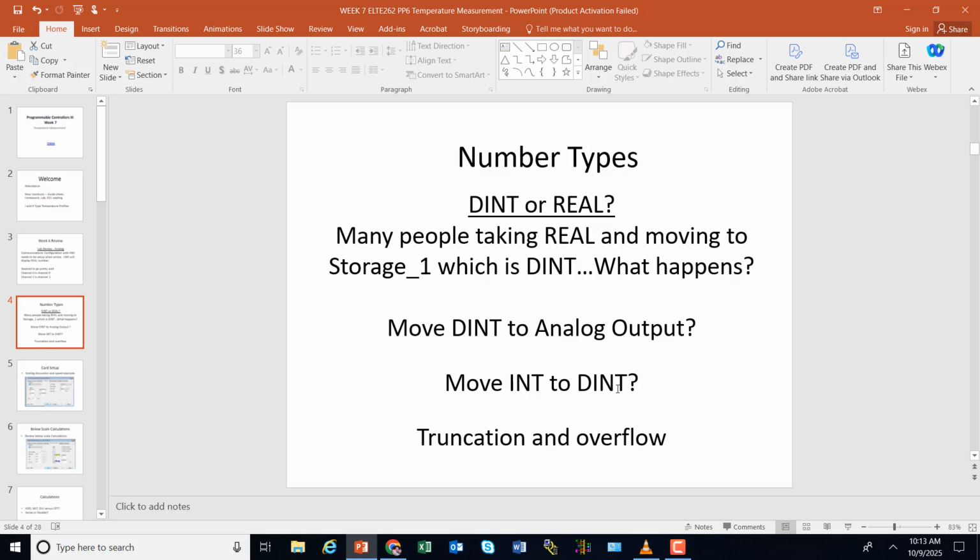Move into a dint or a dint to an int. That's when, once again, we're talking about that. If you take a dint and move it to an int, it's going to truncate it. If it's bigger than 32,767 that the int can do, it's gonna make a mess of your number.